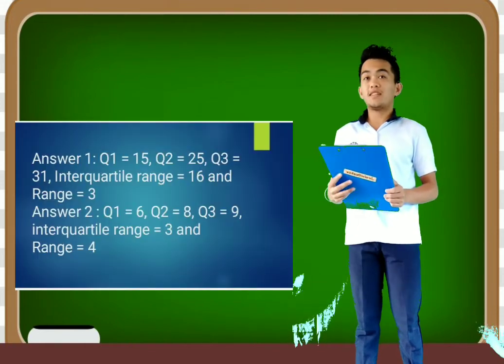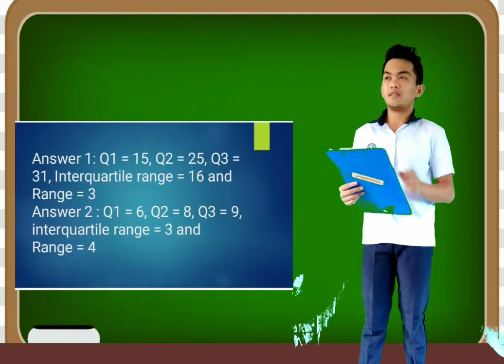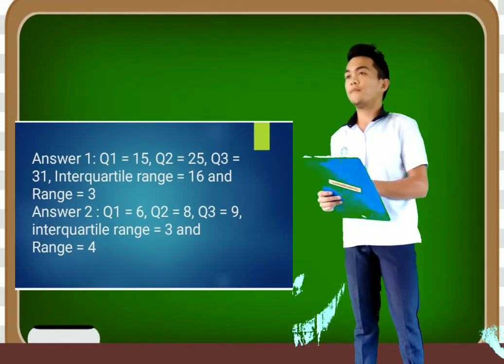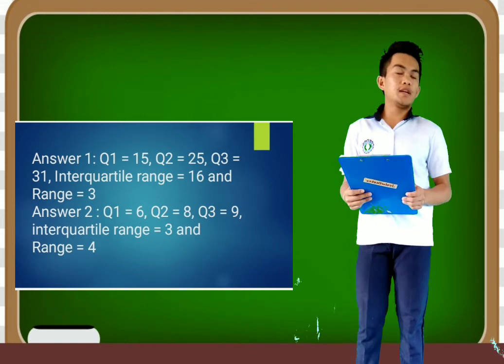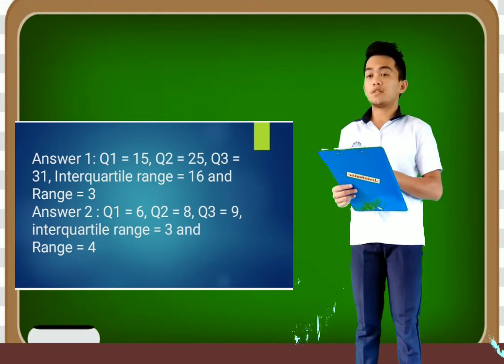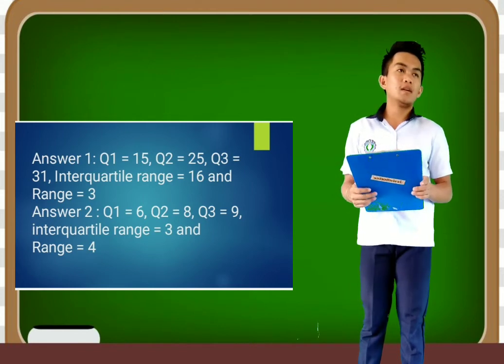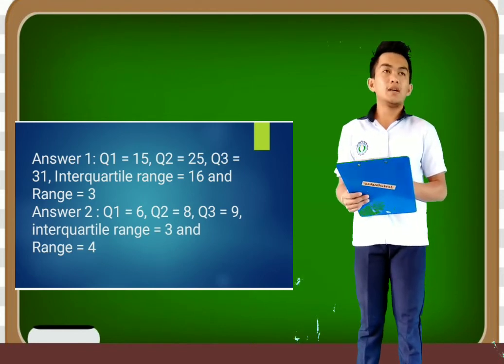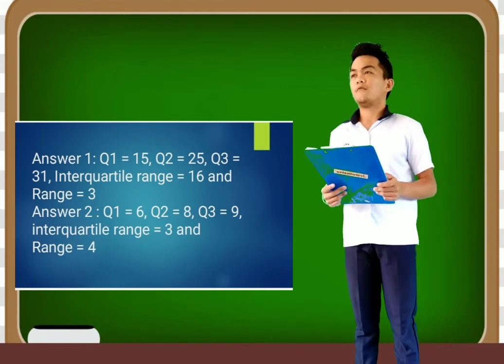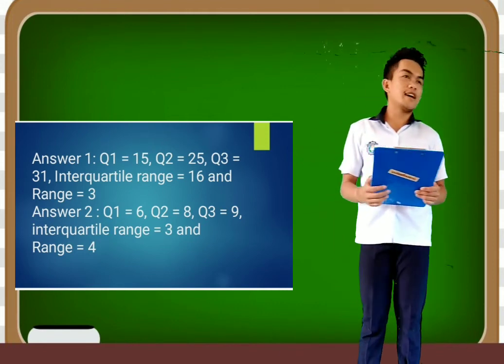So our Q1 is equal to 15. We got to check. Very good. Our Q2 is equal to 25. Very good. Our Q3 is equal to 31. Our interquartile range is equal to 16. And our range is equal to 3. So who got the correct answer for number 1? Raise your hand. Very good. Everyone has the correct answer.